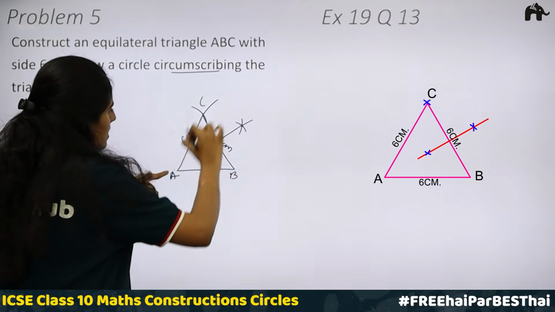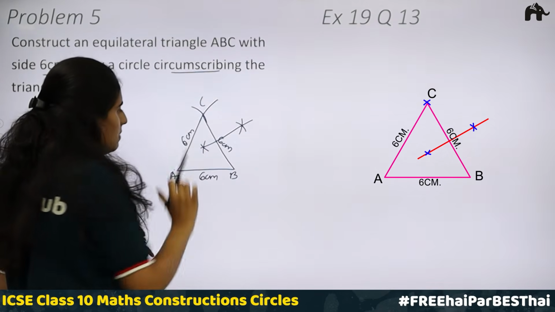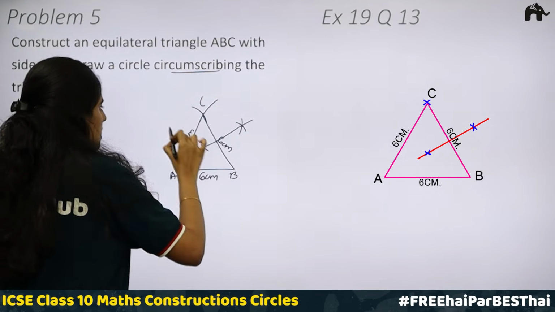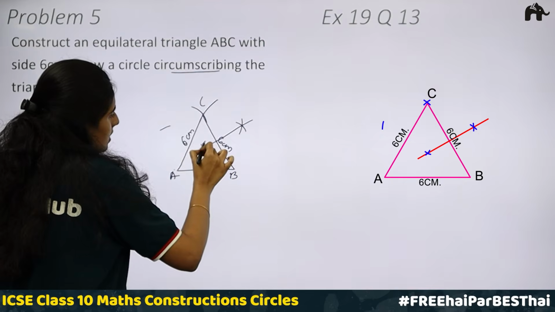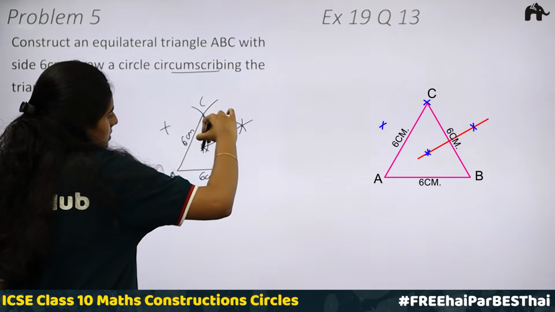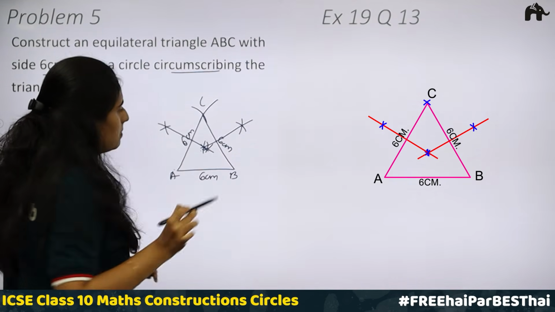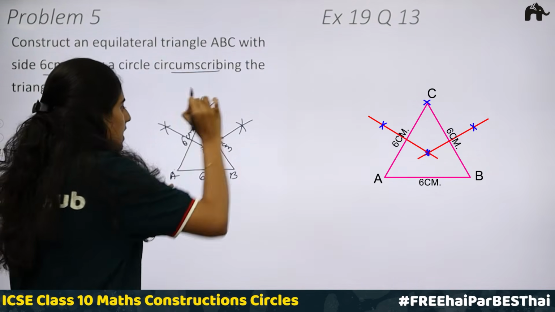Similarly, now considering side AC, we'll be drawing arcs with the same measure. We have taken some 4 centimeter. This is my first arc. This is my second arc. From C, we'll draw 2 arcs. Okay, so joining them, we get the perpendicular bisector of AC.